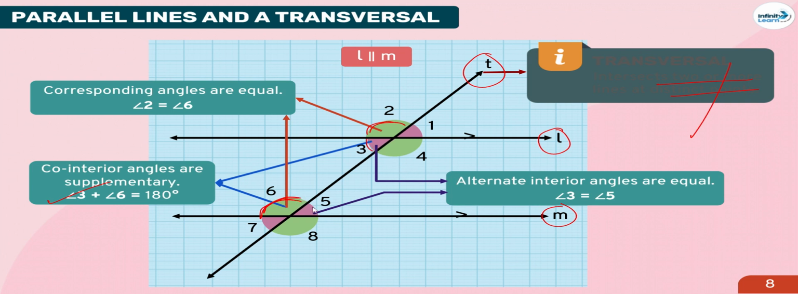Angle 3 and angle 5 are alternate interior angles. These are the types of angles we are already aware of. Co-interior angles, angle 3 and angle 6; the sum of co-interior angles is 180 degrees. Angle 2 is equal to angle 6, corresponding angles. ठीक है. Vertically opposite angles: angle 2 and angle 4, angle 3 and angle 1, angle 5 and angle 7, angle 6 and angle 7.